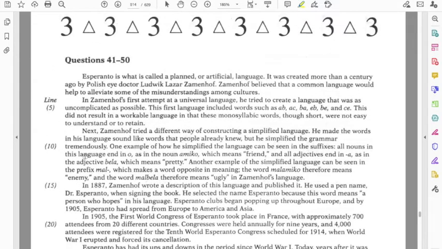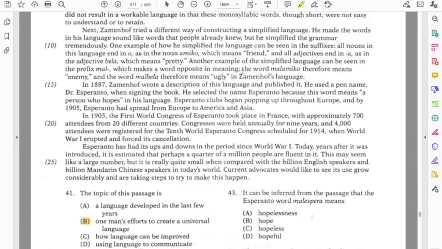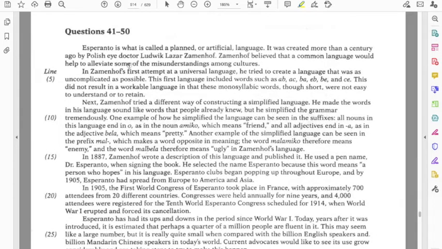Now let's read. Esperanto is what's called a planned language or artificial language. It was created more than a century ago by Polish eye doctor Ludwig Lazar Zamenhof. Zamenhof believed that a common language would help alleviate some of the misunderstandings among cultures. So not even internationally so much as across cultures, because many times within one country there are multiple languages.